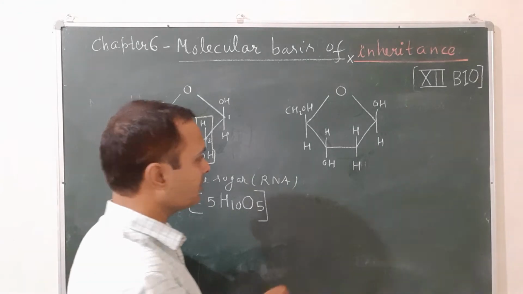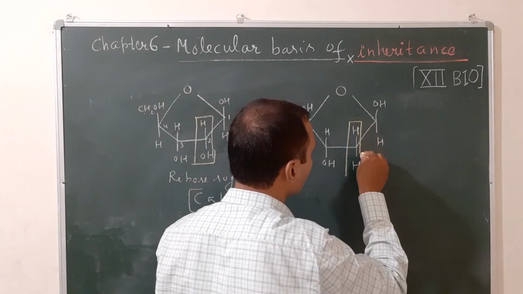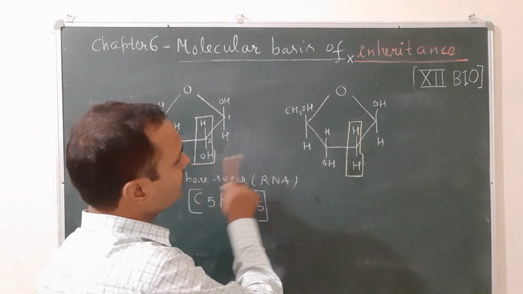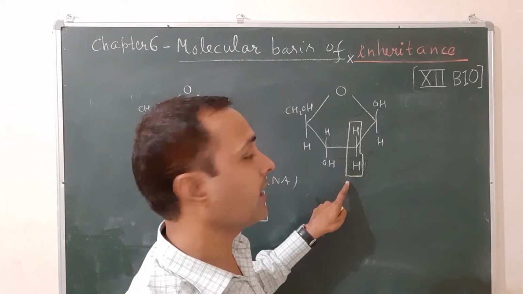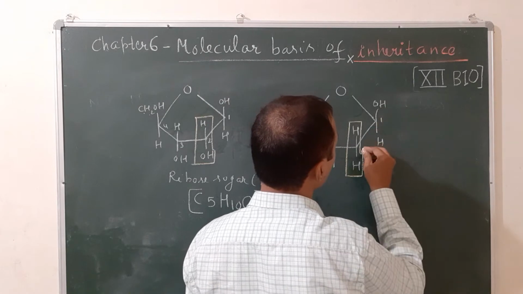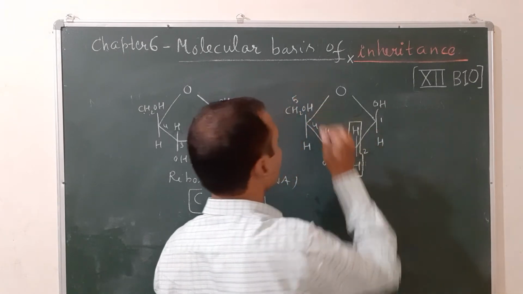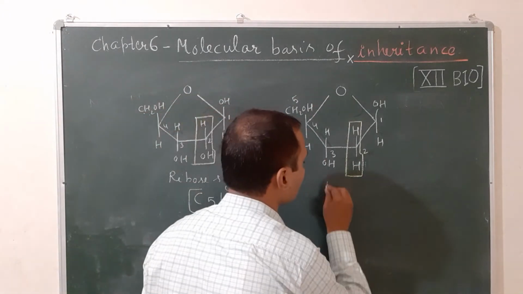At carbon number 2, there is a deficiency of one oxygen. Okay? All structures are same. Only difference at carbon number 2, it contains only hydrogen, not hydroxyl group. And numbering will be also same, 1, 2, 3, 4 and 5. Now this is the structure of deoxyribose sugar.